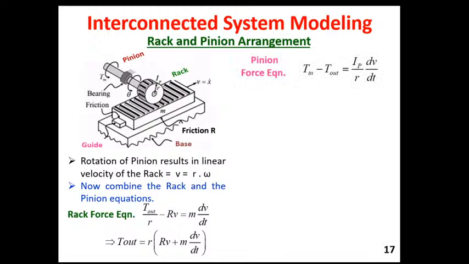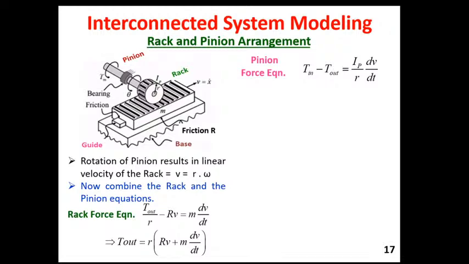Now let us see the pinion force equation. It was already explained previously. The pinion torque, T in minus T out, is equal to the moment of inertia of the pinion divided by the pinion head radius, multiplied by dV by dt. Now dV by dt is nothing but the acceleration of the rack. So you can see that this T in minus T out is mixing the pinion parameters as well as the rack parameters. The pinion is a rotating device, and the rack is a translatory device, a linear motion device.